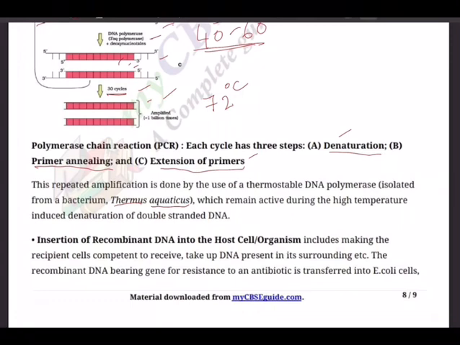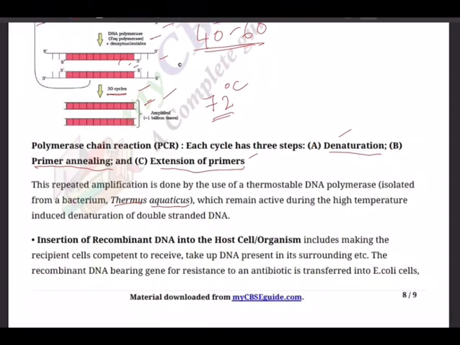It means the primers are extended towards each other so that the DNA segment lying between the 2 primers is copied. As you are seeing here, this is getting extended and amplified copies have been formed. And this occurs at an optimum temperature of 72 degrees. Polymerization or extension of the primer happens at 72 degrees centigrade.